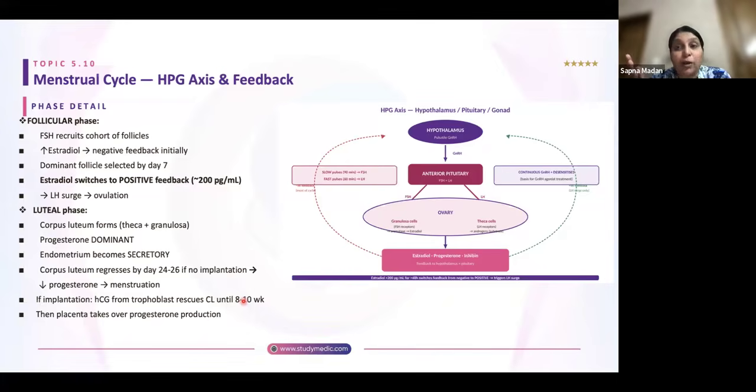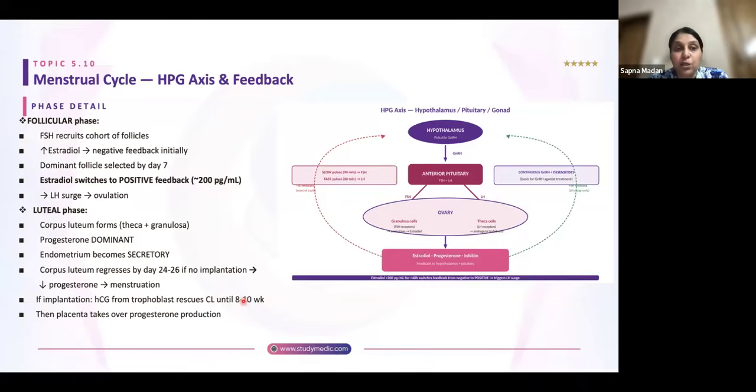Positive feedback for what? Positive feedback for LH, not for FSH. On FSH, it has a negative feedback. On LH, once it reaches 200 picograms per ml, it will have a positive feedback. So estrogen rises, there is a positive feedback to the hypothalamus, then the pituitary will release more LH, there will be an LH surge, and that will give rise to ovulation.